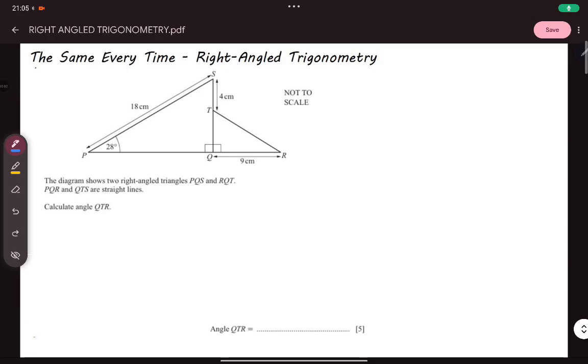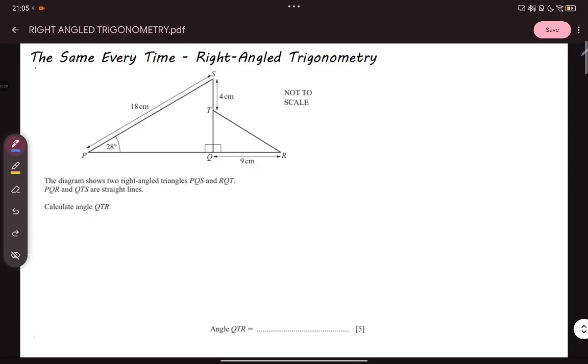Welcome to another video, the same every time, IGCSE Maths, GCSE Maths, looking at right angle trigonometry, but we have stepped it up to the next level really, where we're dealing with questions where we cannot go straight to the answer. We have to find, first of all, something that they are not asking us for in order that we can find the answer that they are actually asking us for.